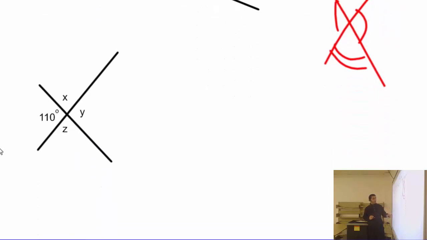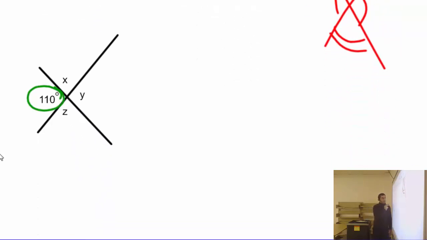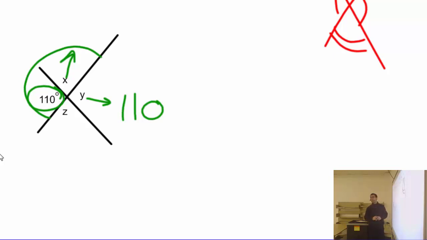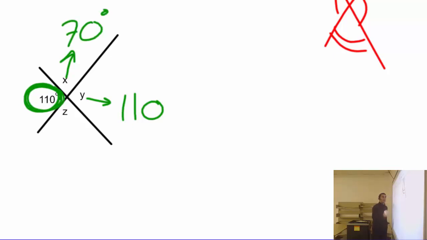So here is a quick example. This is 110. Y is also 110. X and 110 will be together 180. So what number X is supposed to be that will give us 180 when we add with 110 is correct, 70 degrees. But Z is also 70 degrees because they cross each other. So that's rule number 3.